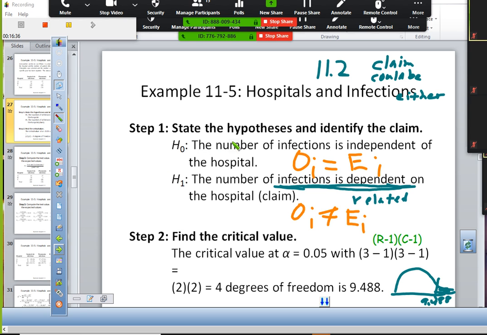I'm going to state the hypothesis, identify the claim. You could just be super straightforward and simple. O sub I equals E sub I. H1: O sub I is not equal to E sub I. The homework is going to make you be more specific.